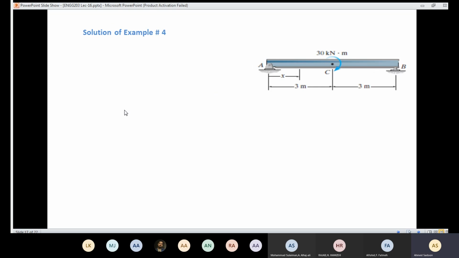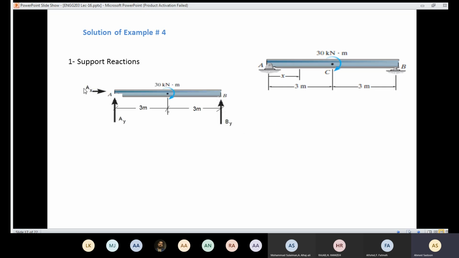So the first step to be done is that we need to determine the support reactions. And to do that, we need to draw the free body diagram. We are going to replace the supports with support reactions. Instead of the pin support, we are going to have a reaction in X and a reaction in Y. And instead of the roller support, we are going to have only a reaction in Y. So I have AX, I have AY, I have BY.